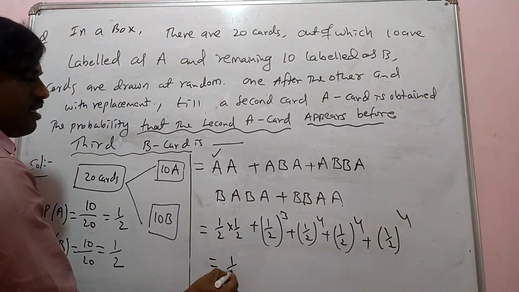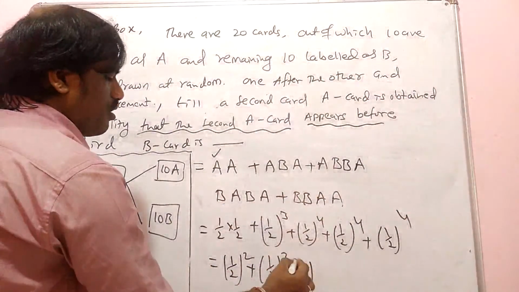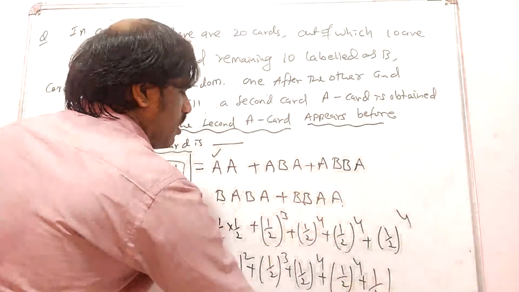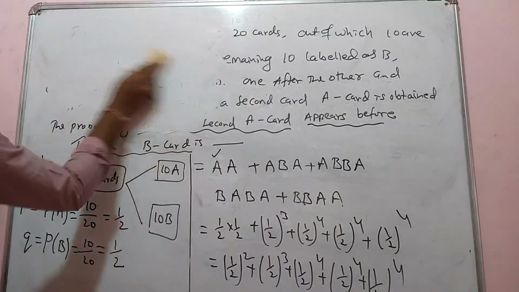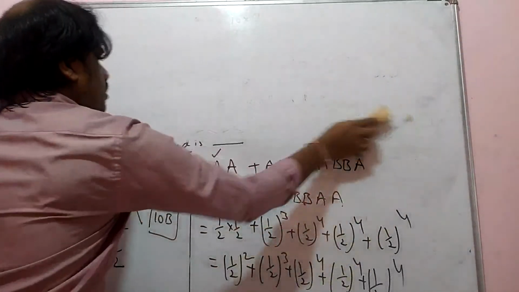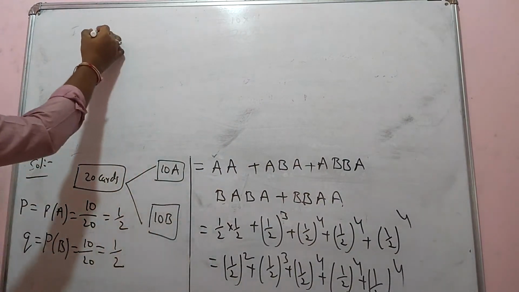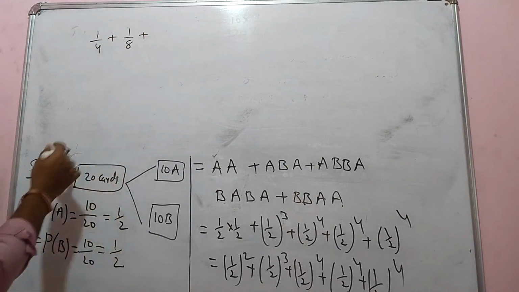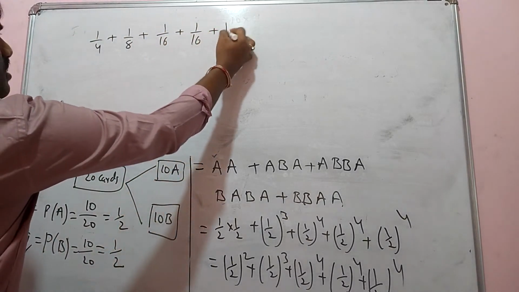So I get 1 by 2 whole square plus 1 by 2 whole cube plus 1 by 2 whole power 4 plus 1 by 2 whole power 4 plus 1 by 2 whole power 4. If you add all of this, that is your final answer. The answer is what? 1 by 4 plus 1 by 8 plus 1 by 16 plus 1 by 16 plus 1 by 16.